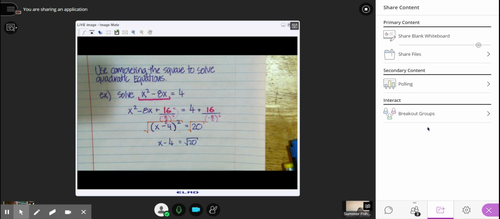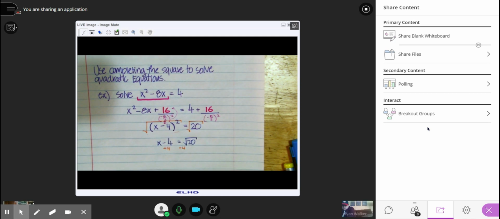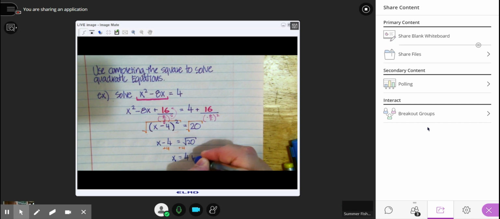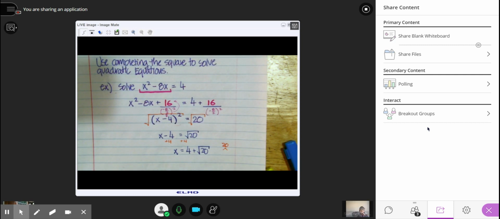And now I have x minus 4 is equal to the square root of 20. So I have 4 plus square root of 20. Can you break down 20? Yeah, 5 and 4. Since I have a pair of 2's, they can come outside. The 5 does not have a pair, so it stays on. Oops, this would be a plus or minus.